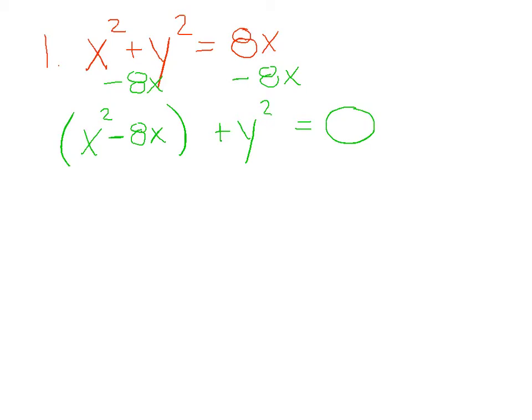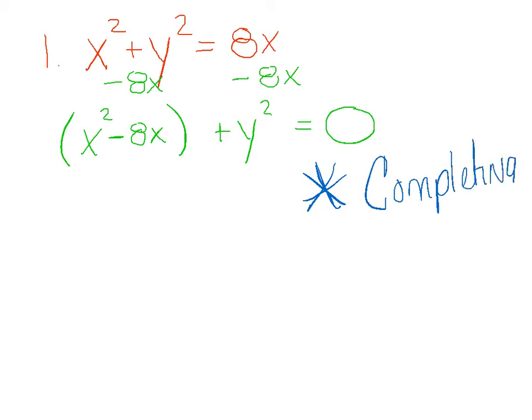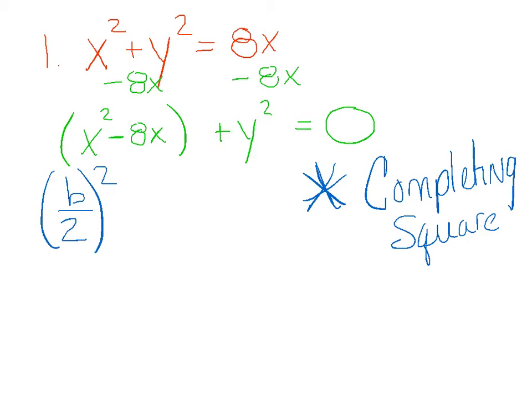Now to solve this problem, we're going to use a technique that we used earlier in the year, and I want to see a big star in your notebook here and jot down completing the square. That is how we're going to solve this equation. So, if you recall from completing the square, the rule was to take the b term, divide it by 2, square it, and then you add that to both sides.